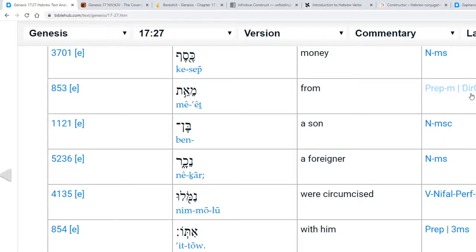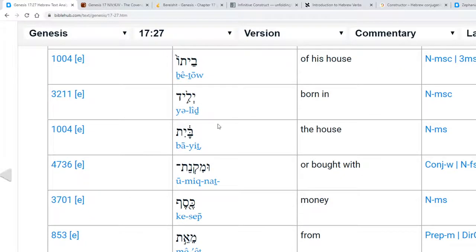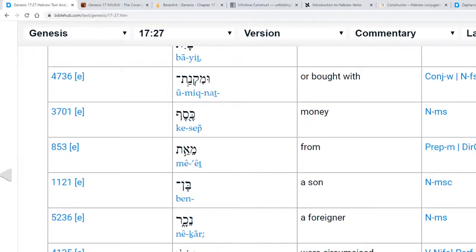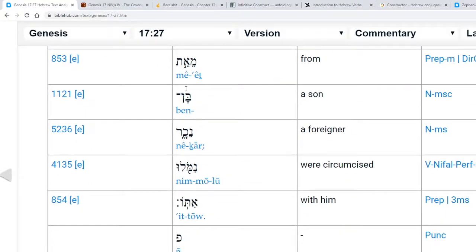I'm not sure this is the direct object marker. In fact, I'm pretty sure it's not. I think they're making a mistake. Me'et ben nechar, ben nechar is son of a foreigner. We discussed that. Nimolu, right? Oh, miknat kesef, me'et. It is the direct object marker. It's from miknat kesef, bought with his money. Bought with money from a son of a foreigner. Nimolu itto, were circumcised with him.